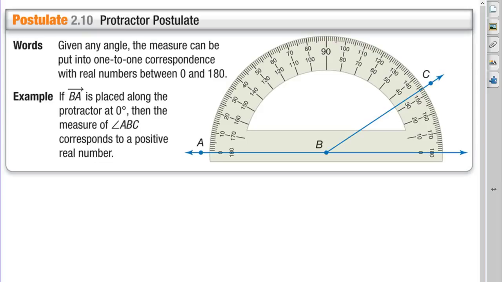And just like the ruler postulate, the only reason this really exists is because this is how we basically say, hey, we can measure things. We could say A is at 0. We can say C is at 145. So this angle here is 145 degrees. That's all it's for. How do we measure an angle? Well, you can give A a value, C a value, and then give a measure.